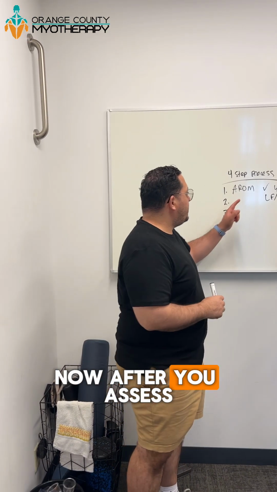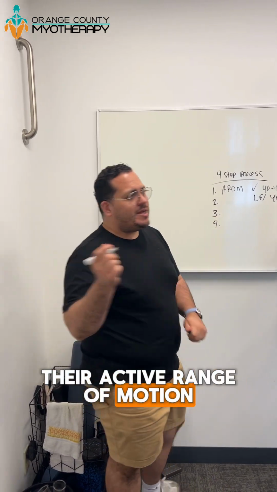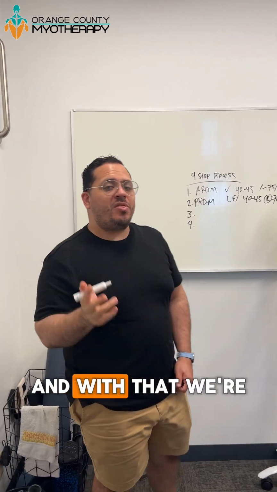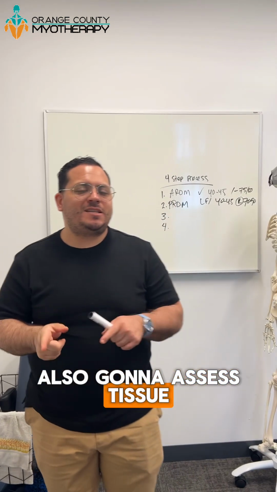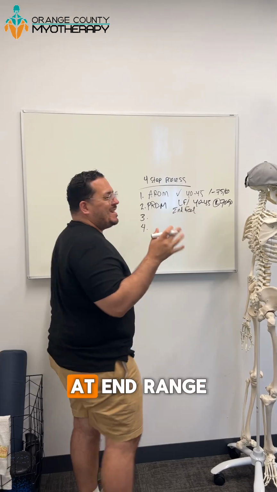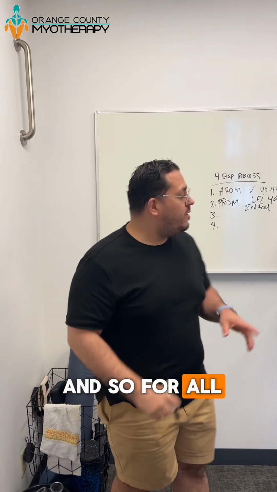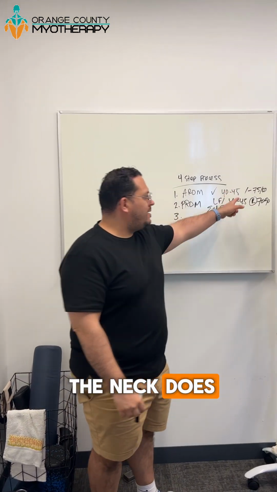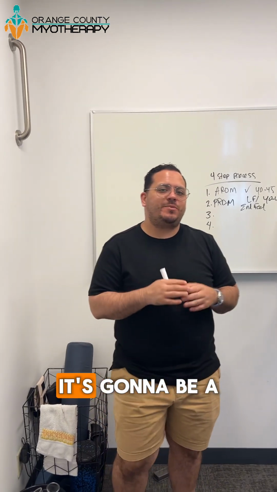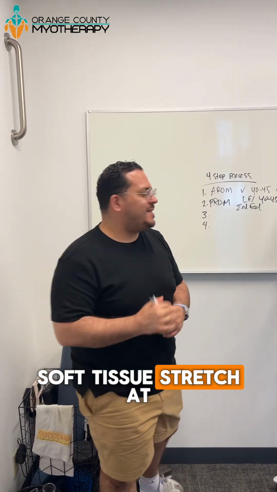Now, after you assess their active range of motion, next you're going to assess their passive range of motion. With that, we're also going to assess tissue end feel, so the end feel of the tissue at end range. For all of these motions that the neck does, each end feel is going to be firm. That lets you know it's going to be a soft tissue stretch at the end.